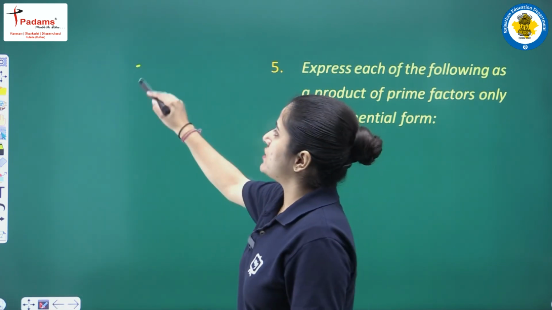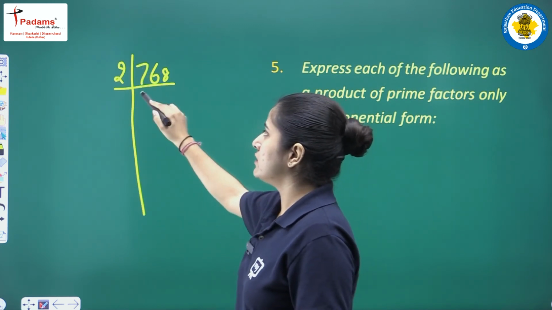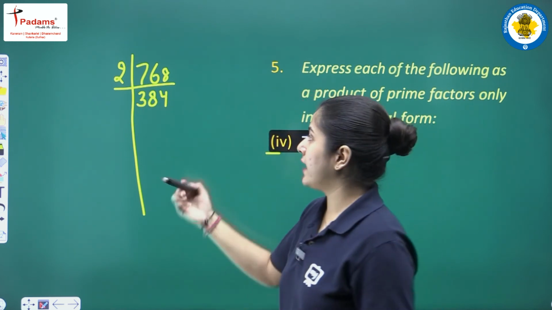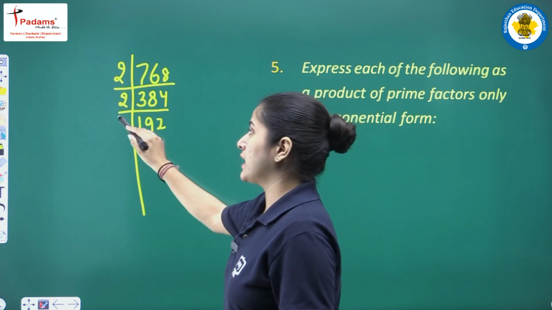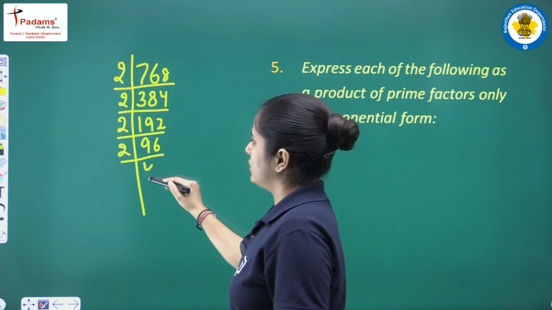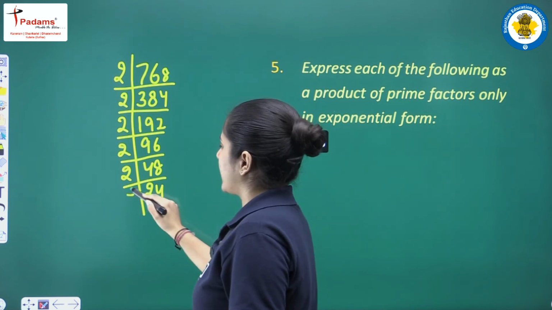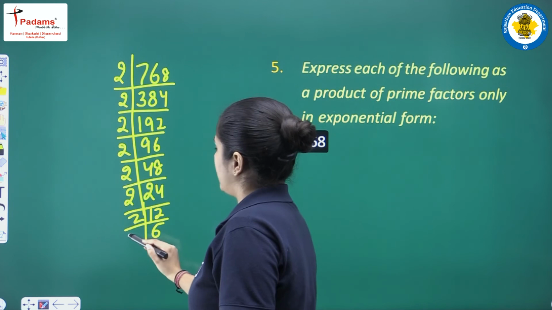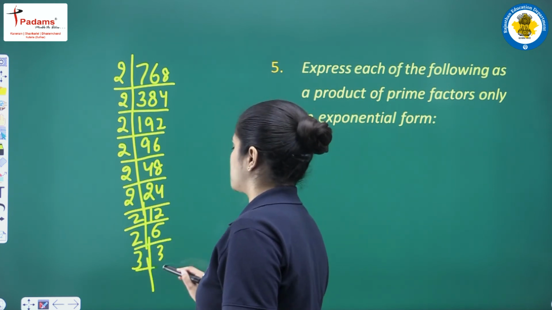768, okay? 768 ka prime factorization kijiye, that is 2 ki table pe even number hai, so it is students 384, again on the table of 2, 192, again on the table of 2 students it is 96, then again on the table of 2 48, again on the table of 2 it is 24, again on the table of 2 it is 12, again on the table of 2 it is 6, again on the table of 2 it is 3, and again on the table of 3 it is 1.